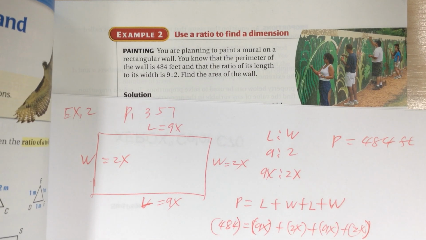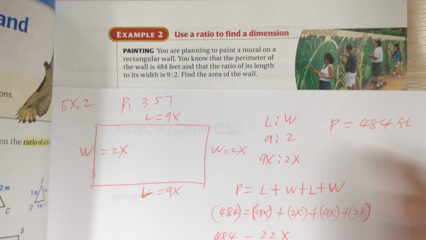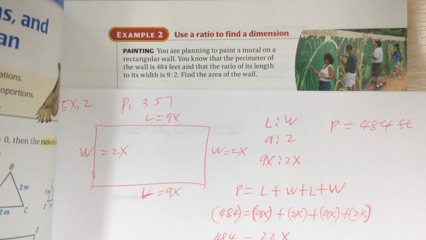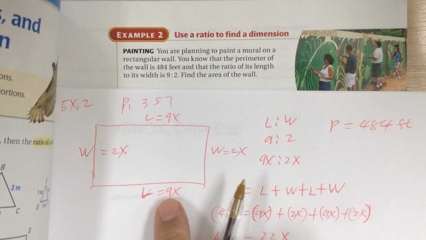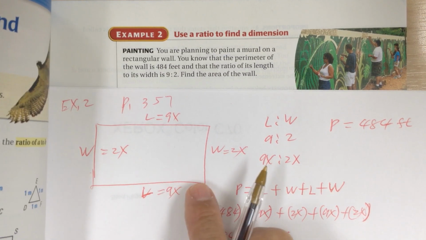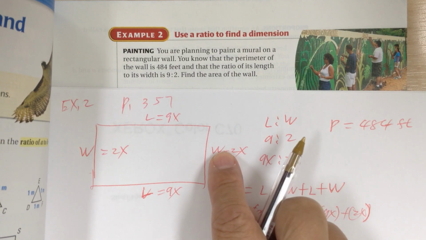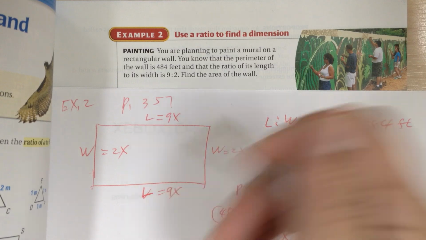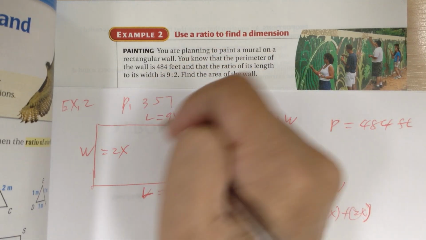Okay. So after you find x equal to 22, now you can find the area. So now, when you're looking for the area, the first thing you have to do is figure out the length and width. Or you can just do it directly. It doesn't matter. So let's go and figure out the length and width.